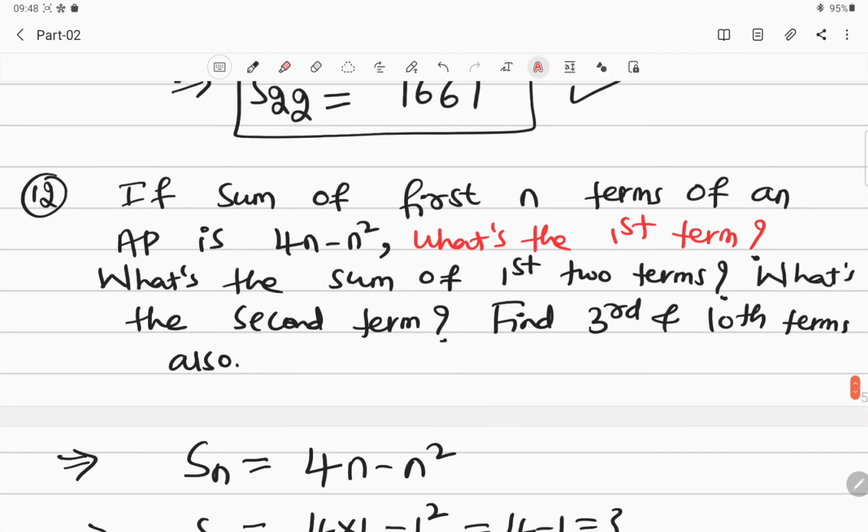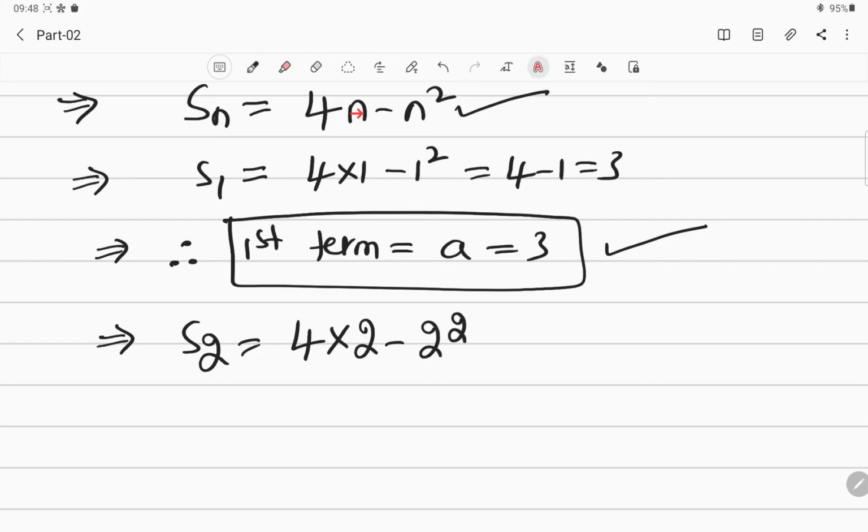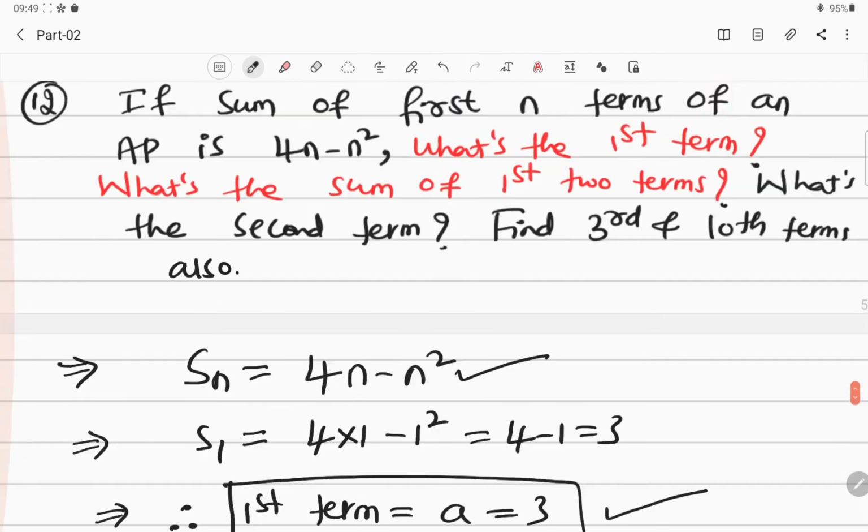Now the second question they're asking is, what is the sum of first two terms? First two terms you can easily find out, no? Sn is given already. S2 is equal to 4 into 2 minus 2 square. Instead of n, we have to substitute 2, and instead of n square, again 2 square. So it becomes 8 minus 4, which is 4. So the sum of starting two terms is 4. This is also done.